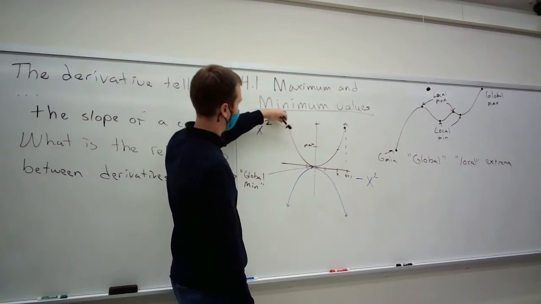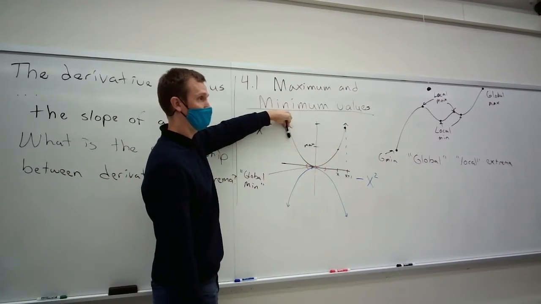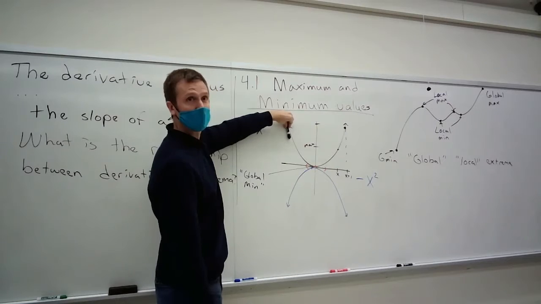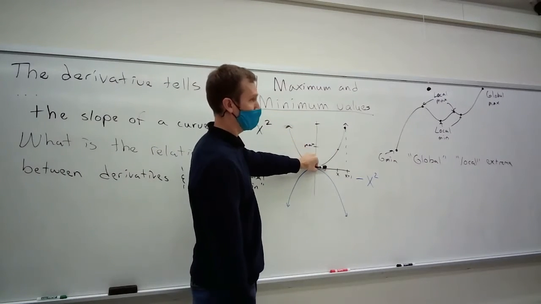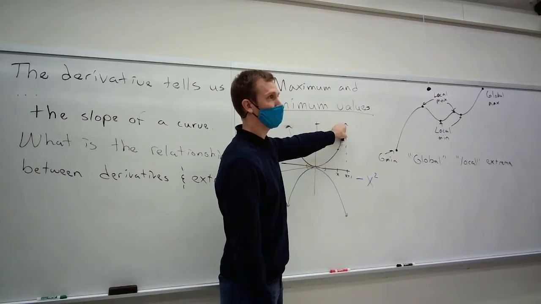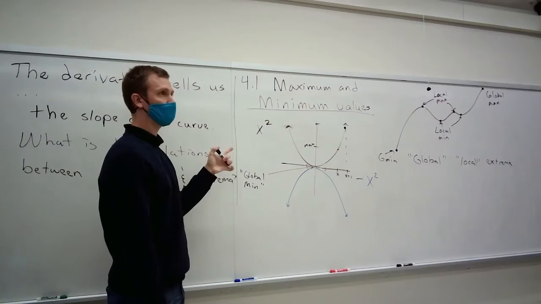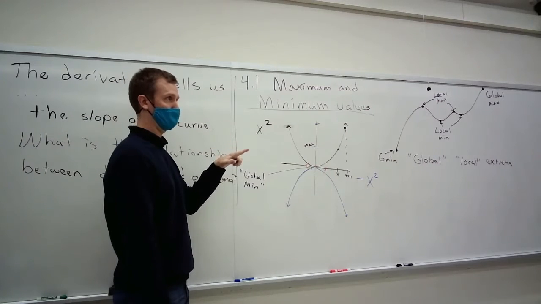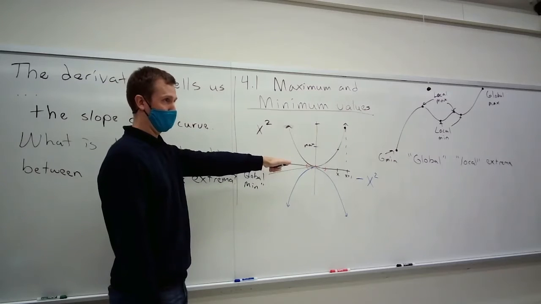We'll start with the simplest, x squared. The slope here in sign is positive, negative, 0. Negative, still negative, still negative, still negative. Here? 0. Positive, positive, positive, positive. The derivative changed signs. It went from being negative to being positive. And exactly where it changed signs was where that minimum was.